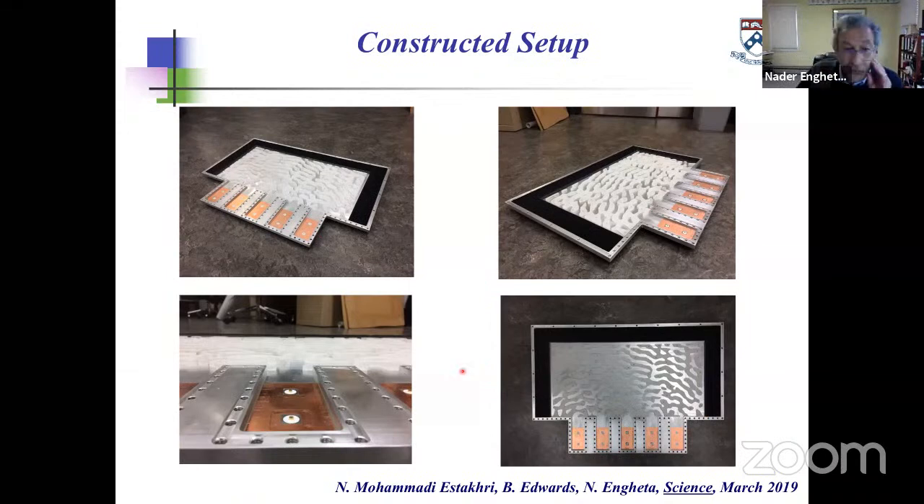And this is the structure that we built. This is a photograph of the structure that you see over here. You notice there are five waveguides, and each one of these five waveguides has two coaxial cables coming over here.